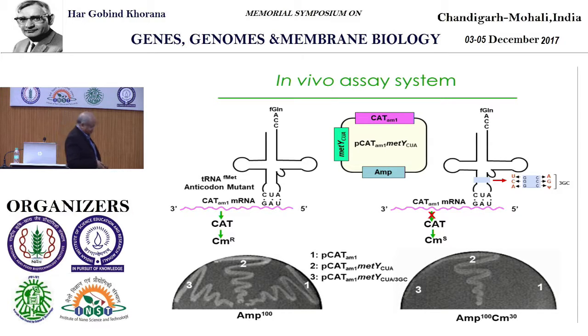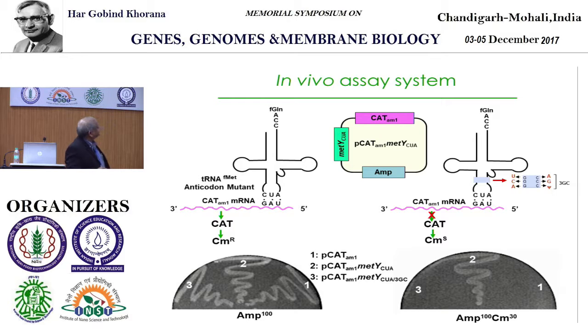Now, one of the things that I did in Tom's lab right in the beginning when I joined was to set up this in vivo initiation system. And the system, in retrospect, is very straightforward. We have the reporter gene, chloramphenicol acetyltransferase. All I had to do was change the start codon from AUG to UAG and make a corresponding change in the anticodon of the initiator tRNA. And this tRNA would now initiate from UAG and would confer chloramphenicol resistance.